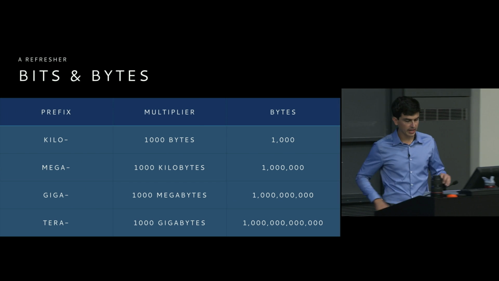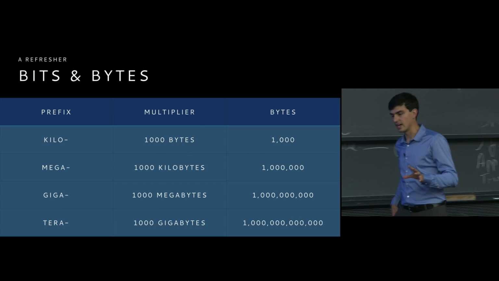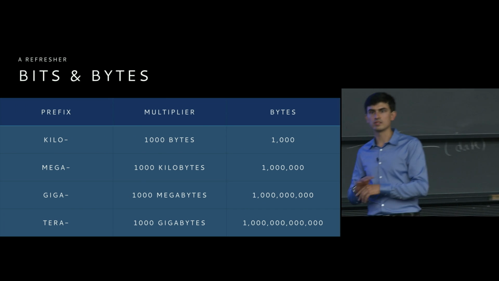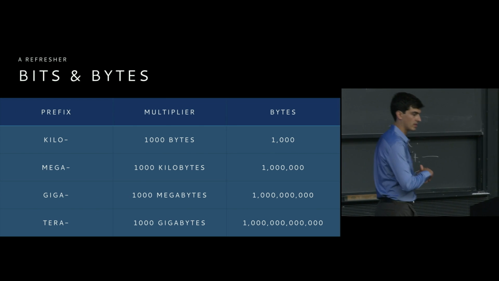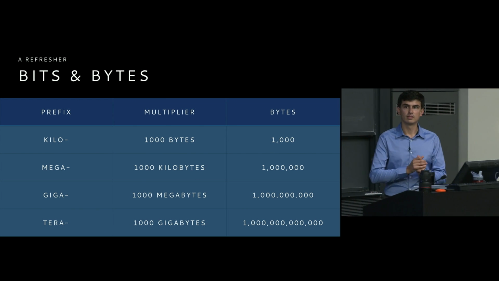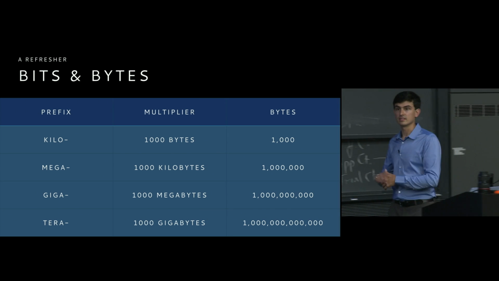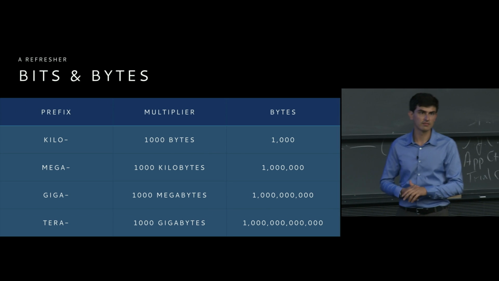So if I have a kilobyte, for instance, which means that I have 1,000 bytes, how many different values can I then represent? $256,000, right, exactly. So I can represent 256,000 different distinct values.